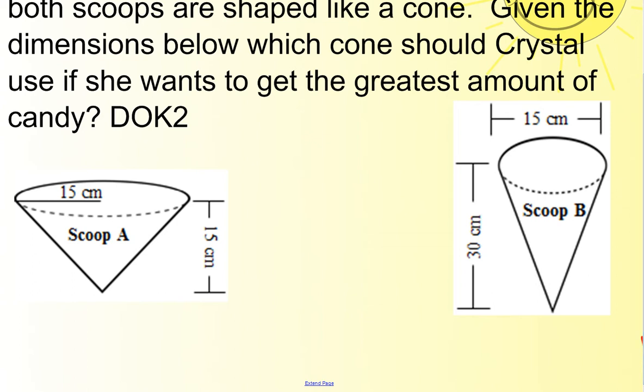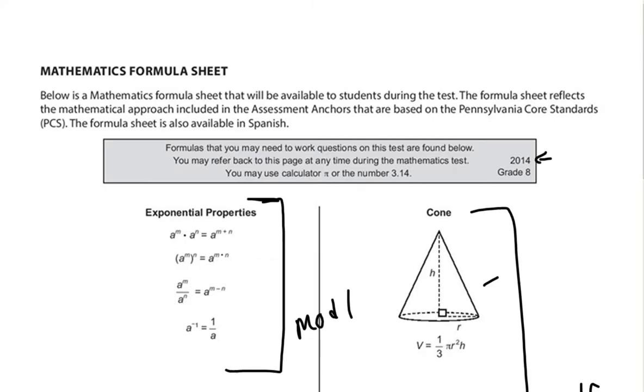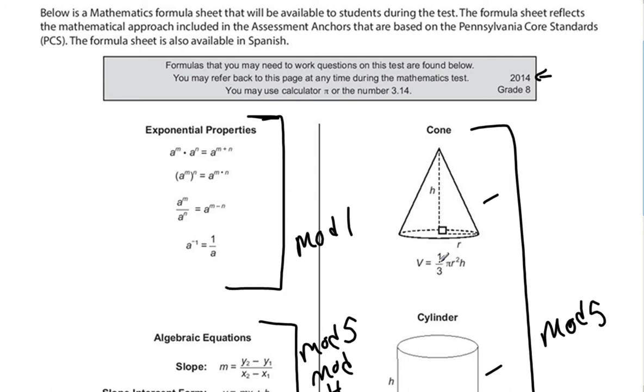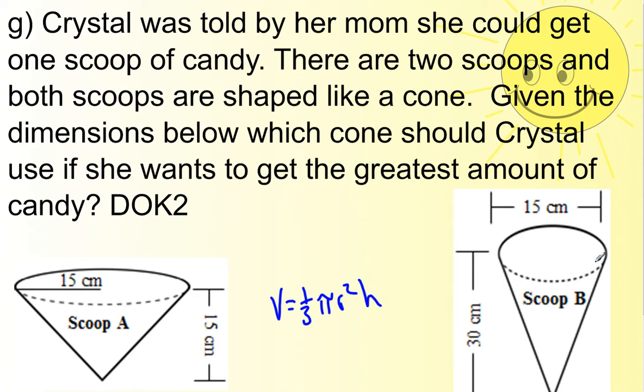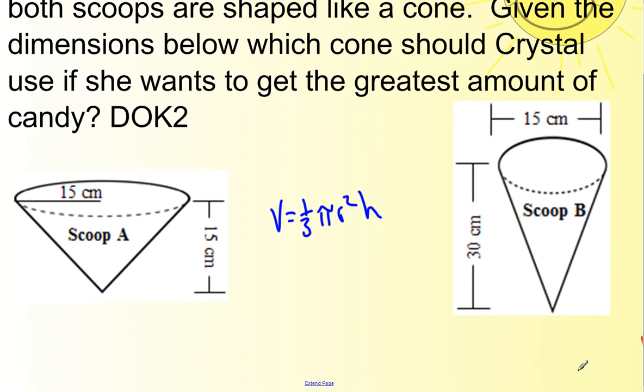Well, we definitely need our volume formula for cone. So volume equals, I'm thinking it's 1/3 pi r squared. Formula sheet says 1/3 pi r squared h. See, this is why you look it up. I would have forgot my h, and I would have been way wrong.